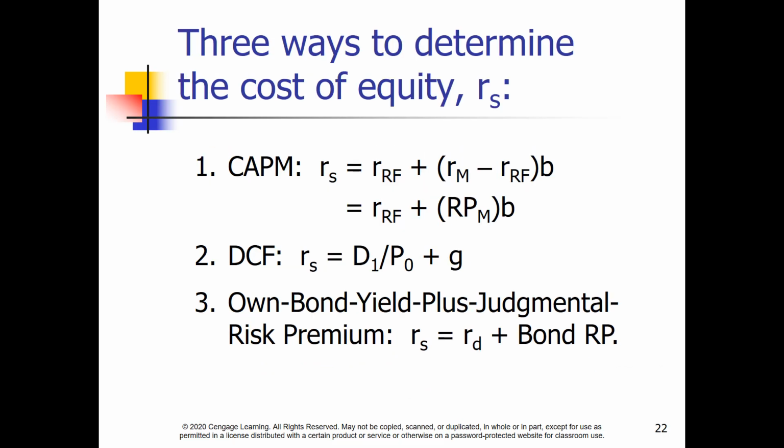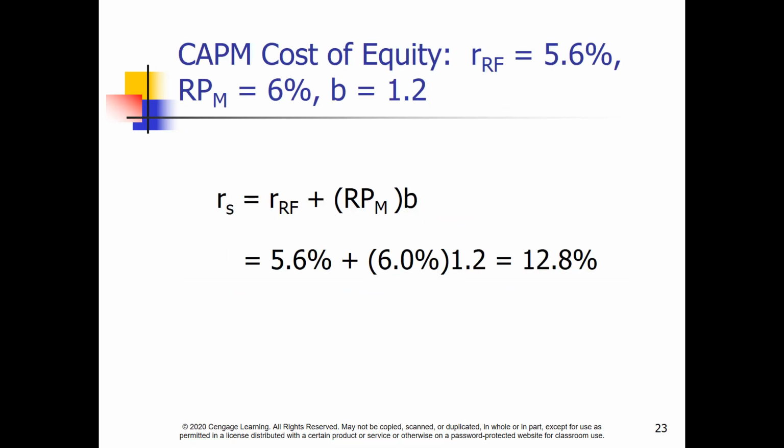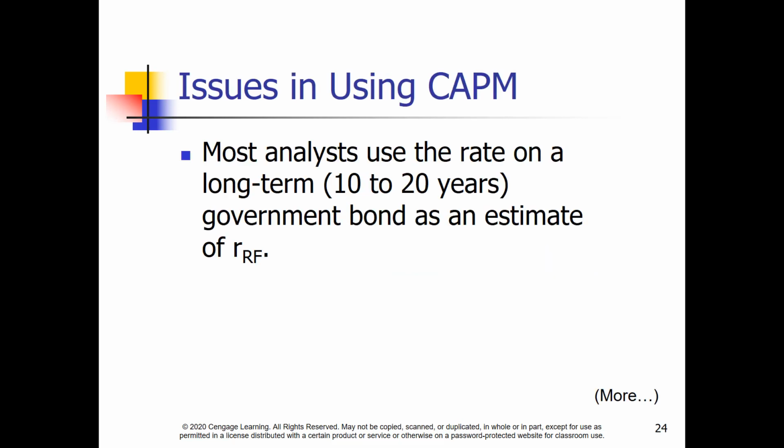There are three methods to determine the cost of equity, two of which we covered in Chapters 6 and 7. The own bond yield plus judgmental risk premium is a back-of-the-envelope technique used as a check against the other methods. Using CAPM, Chapter 6, and the given data, we can easily find a cost of retained earnings equal to 12.8%. Be aware, however, that virtually all the variables needed to use CAPM are proxies or estimates. Both the risk-free rate and the expected return on the market are proxies, and betas are noisy.